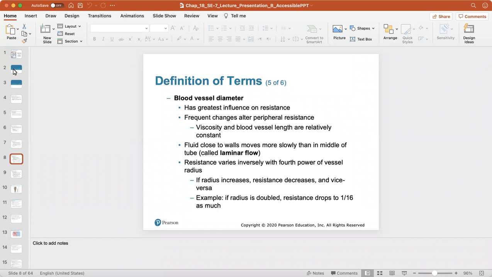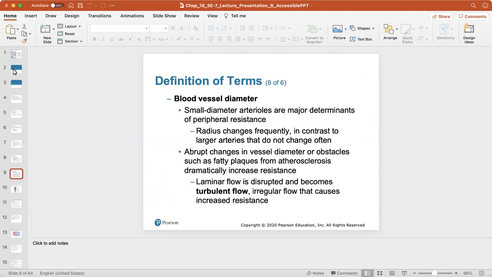So this just means that if the radius of the blood vessel increases, resistance decreases. And that makes sense. If you're shooting water out of a fire hose, there's less resistance, whereas if you would have that same pressure built up with a garden hose. As an example, if the radius is doubled, resistance will drop to 1/16 as much. So that just means if we double the radius, or kind of the area of the circle of the artery, there'll be much less resistance and blood can flow more easily through.